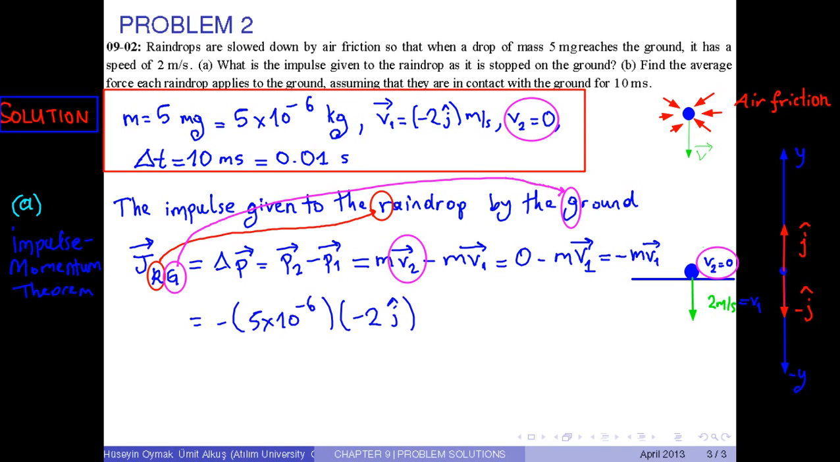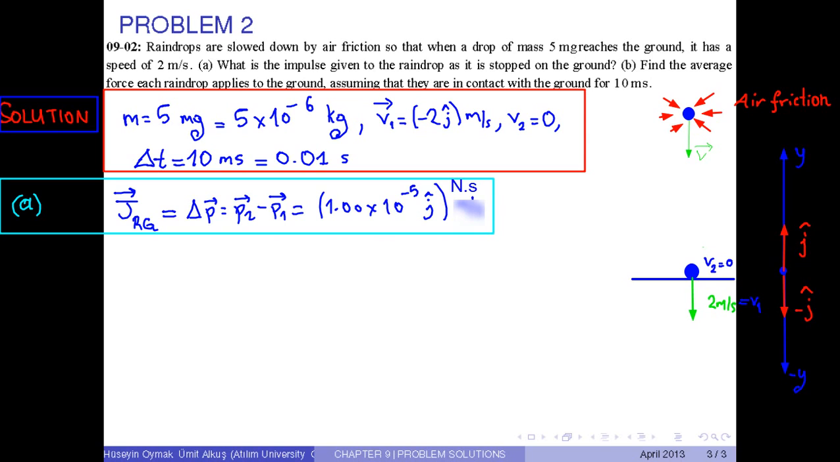Substitute the corresponding values into this equation as minus 5 times 10 to the power minus 6 kilograms times minus 2 j hat meters per second. And you finally get the impulse given to the raindrop by the ground as J sub Rg equals 1 times 10 to the power minus 5 j hat Newton times second. Well, let's solve part B.